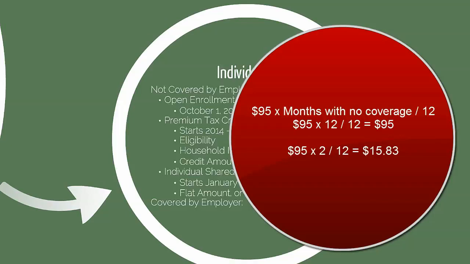So you may ask, why do we multiply it by 12 and then divide it by 12? Well, that's for somebody without coverage for the entire year. But if they had coverage for 10 months, let's say, then we would multiply the $95 fee by the 2 months that they had no coverage and then divide that by 12.